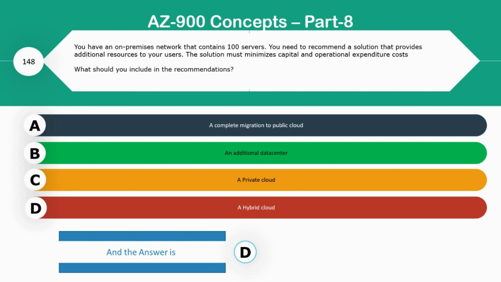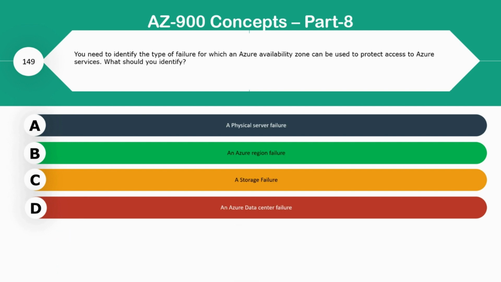With hybrid cloud, you can continue to use on-premises servers while adding new servers in the public cloud, that is, in an Azure environment. Adding new servers in Azure minimizes the capital expenditure cost because you are going to pay the fee for whatever service you are going to utilize. And so the right answer for this question is option D, that is hybrid cloud.